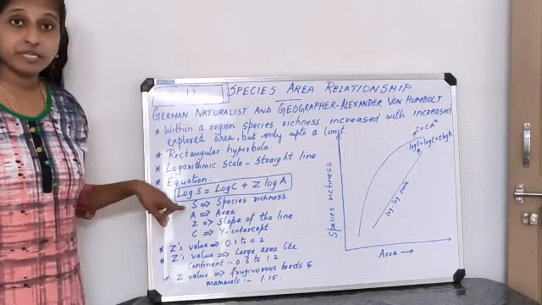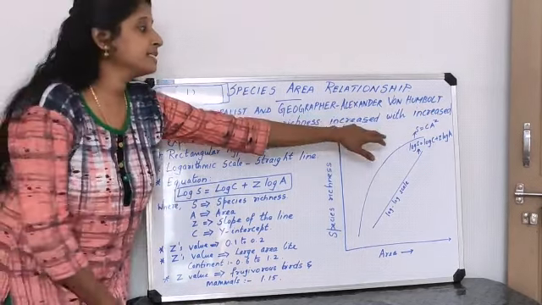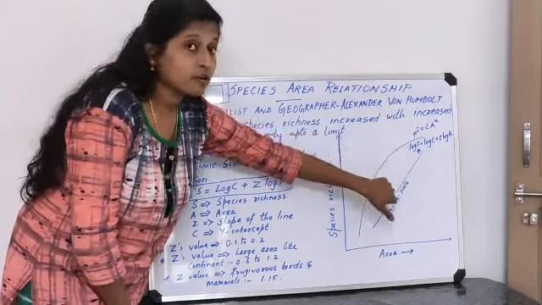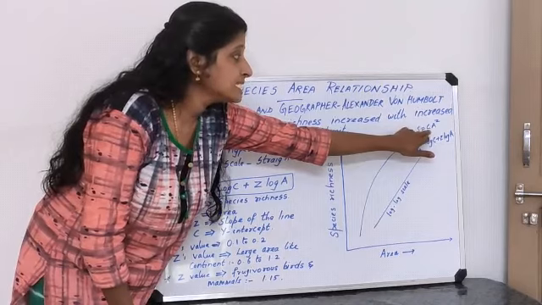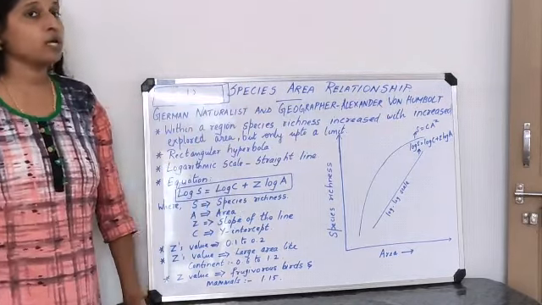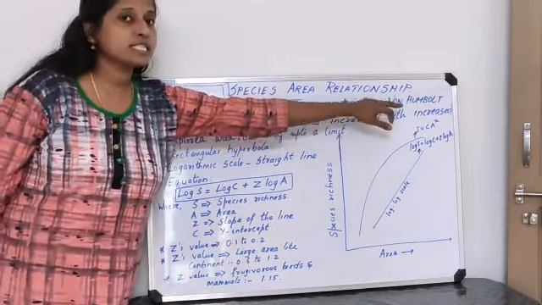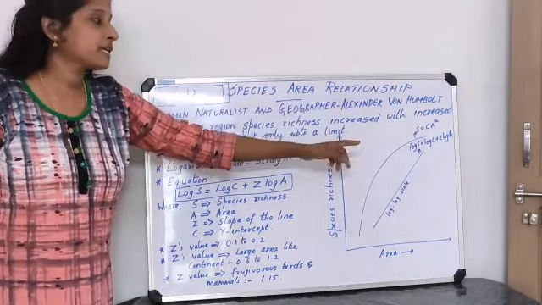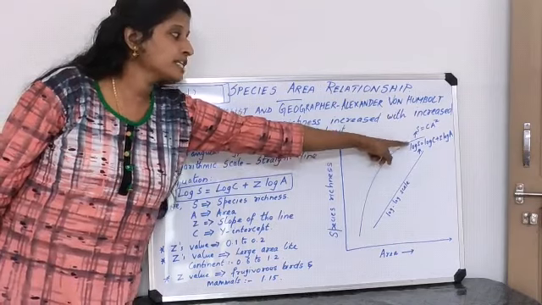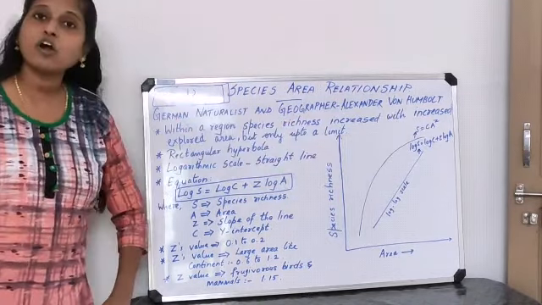Now this is the logarithmic scale. When you are representing it in the form of a curve like a rectangular hyperbola, what will be the equation? It will be S is equal to C A to the power Z. So S is equal to C A to the power Z can be represented in the logarithmic scale as log S is equal to log C plus Z log A.